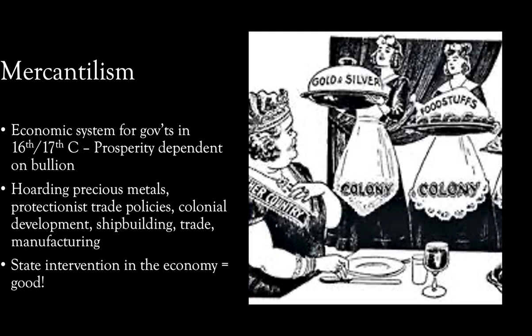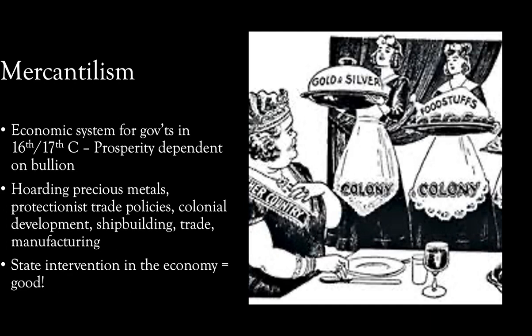So mercantilism is defined by the following characteristics as well: the hoarding of precious metals, of bullion, protectionist trade policies, lots of colonial development, and to support that, of course, we have shipbuilding, trade, and manufacturing. One of the ways this favorable balance of trade was achieved was by establishing high tariffs on imported goods from other countries. A tariff, T-A-R-I-F-F, is essentially a tax on imported goods, right? And so this was a way to limit imports, limit what your country was buying from others.